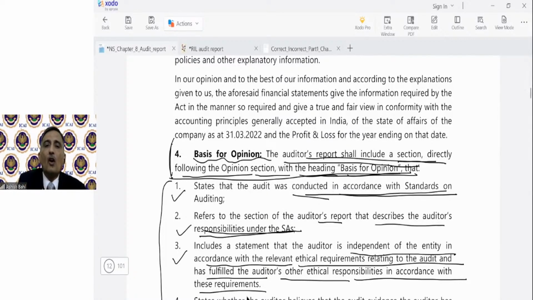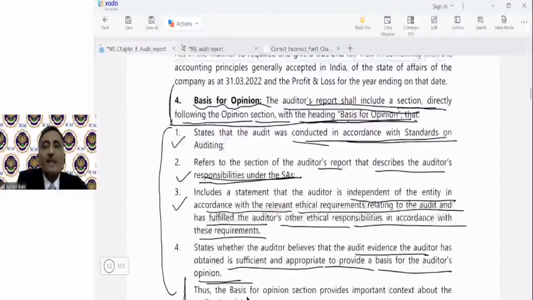Okay. And I would also state that I am independent and I have met the ethical requirements relating to audit, and I have obtained sufficient appropriate audit evidence which is necessary for expressing such opinion. So these things are to be stated in basis for opinion. So first there would be opinion paragraph, and then it will be followed by basis for opinion paragraph, which gives reasons, which provides context and logic of opinion given by the auditor. Okay. So let us see audit report.